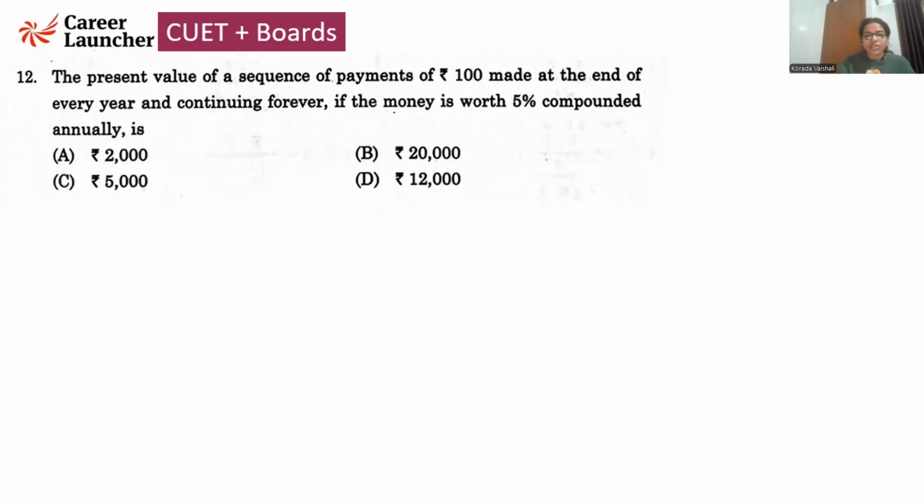The present value of a sequence of payments of 100 rupees made at the end of every year and continuing forever. So this is a perpetuity based question. And the amount that is being transferred on an every year basis is 100. If the money is worth 5% compounded annually, we are just making use of the respective formula because this transaction is taking place at the end. The formula is R by i, right?